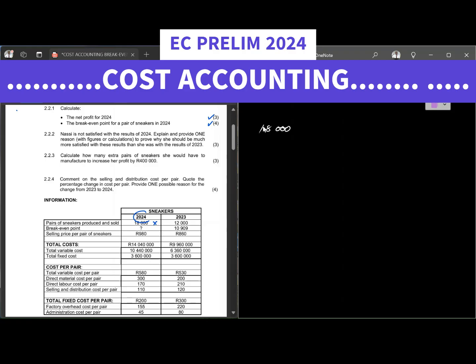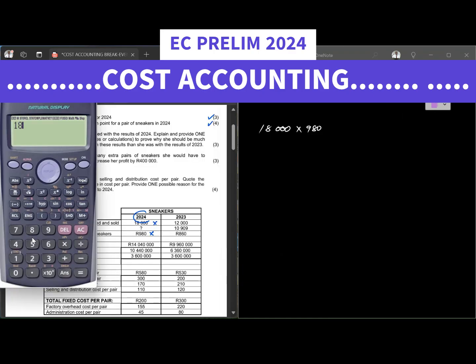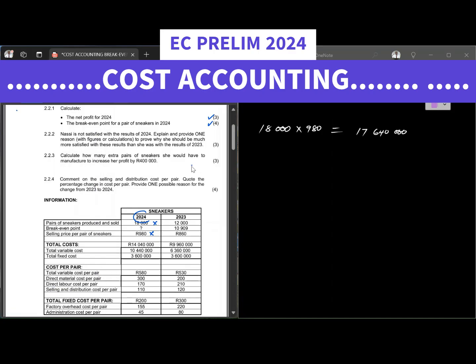And you can see that each sneaker was selling at 980. So you'd multiply that and then you'd say times 980. Okay, let's see. So I'll come here, then I'll say 18,000 and then I'm multiplying that by 980. And that will give me 17,640,000. This is the income that we would receive from the sneakers.